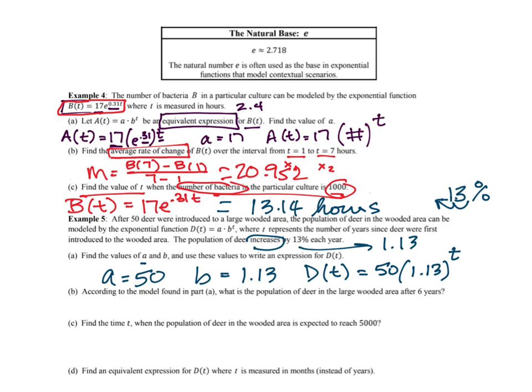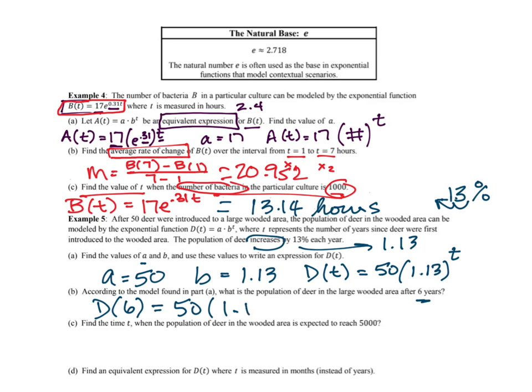After 50 deer were put in the woods, introduced, so starting. According to the model found in part A, what's the population in the large wooded area after 6 years? So plug in 6 to your function. We're trying to find D of 6. The other question would be, what is T when there are 6 deer in the woods? If they wanted you to set it equal to 6, that's what they would have said. They want to know how many deer are in the woods after 6 years.